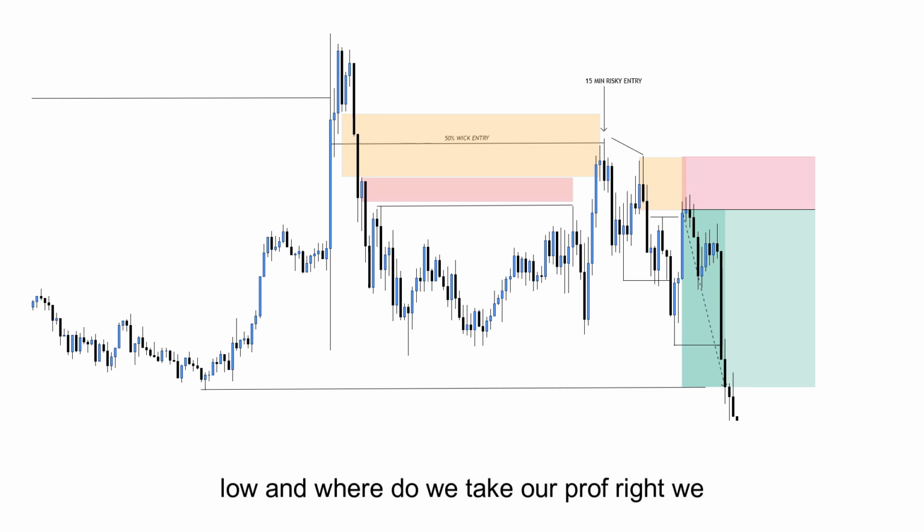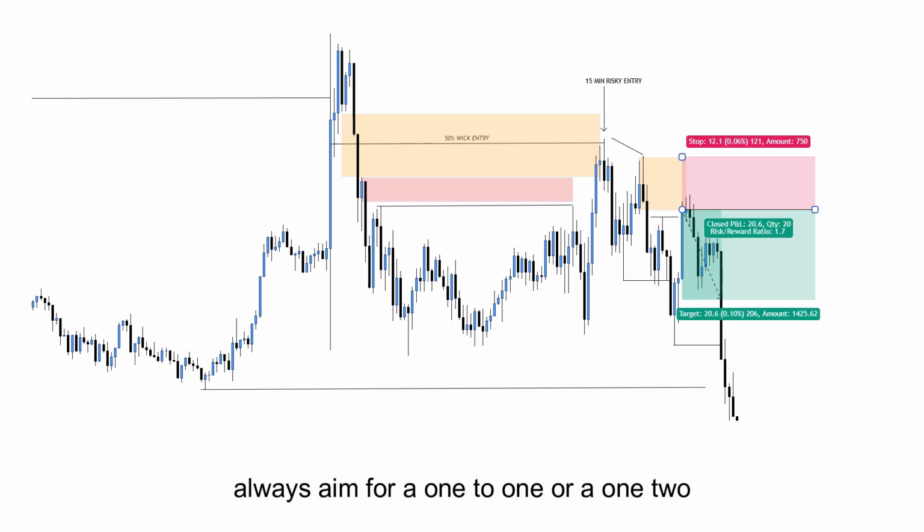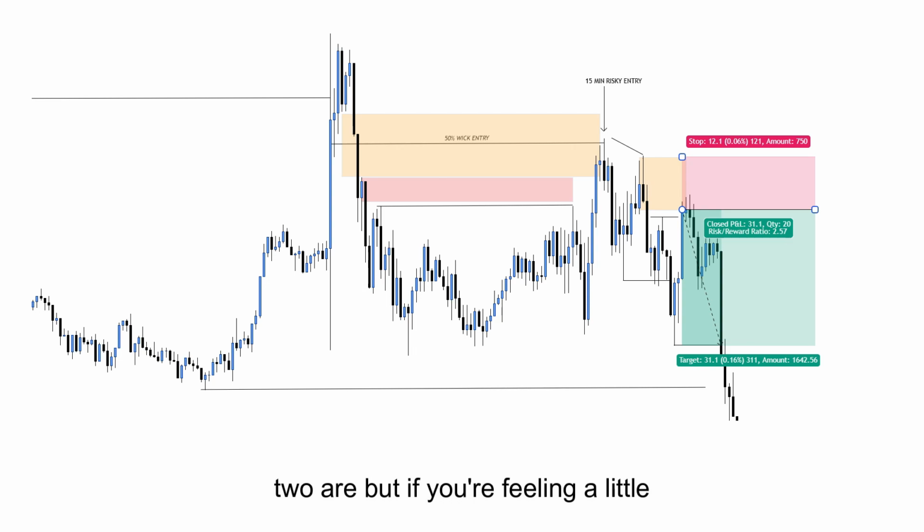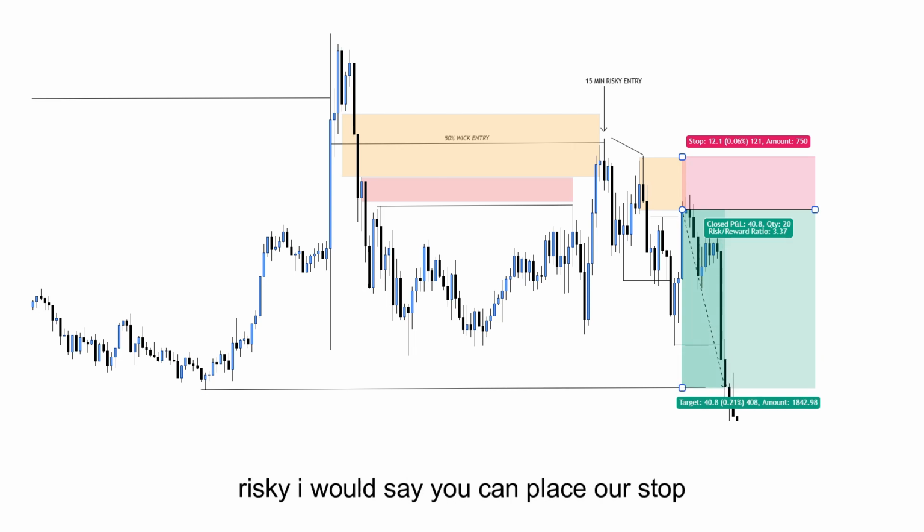And where do we take our profit? We always aim for a 1:21 or a 1:22R. But if you're feeling a little risky, I would say you can place your stop loss right at these old lows right here also to catch a 1:23. That's just a quick gem in this video.